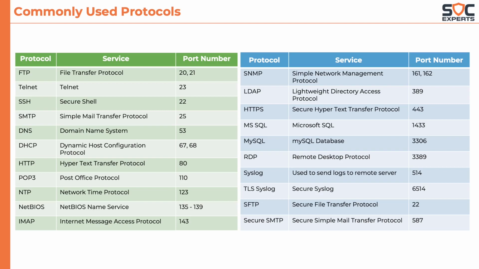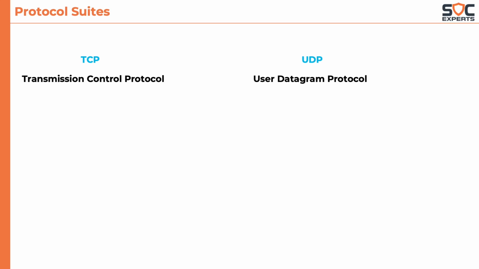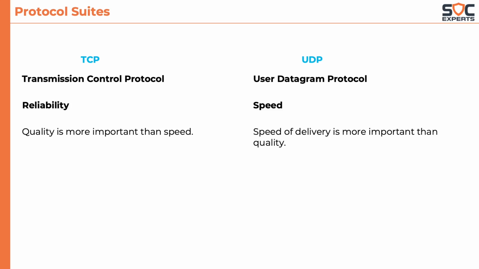All the different protocols can be put into two protocol suites, which are TCP, Transmission Control Protocol, and UDP, User Datagram Protocol. The two suites are created to address two important needs of communication. First is reliability, and the second is speed. TCP is used in places where quality is more important than speed. UDP is used where speed of delivery is more important than quality. Let's take a closer look at these two.